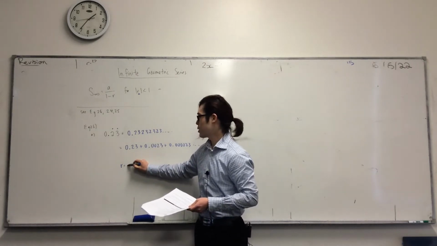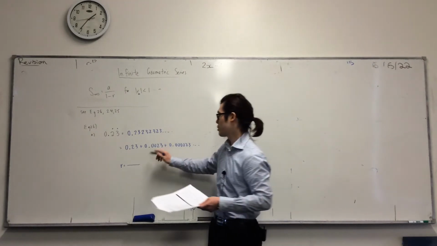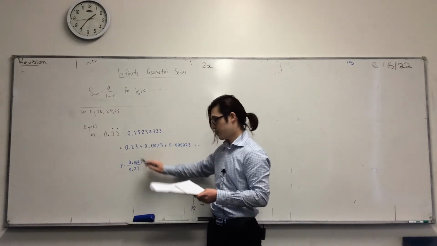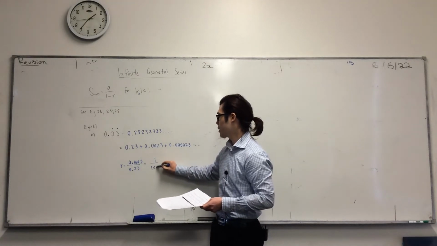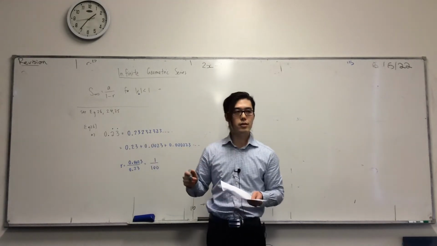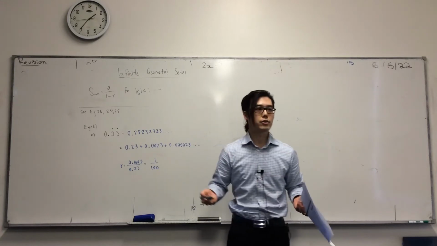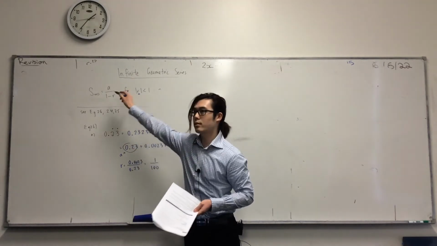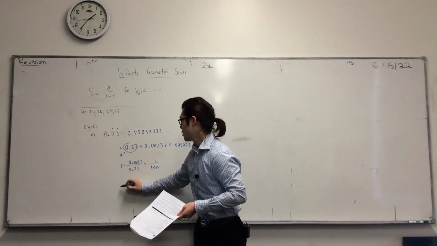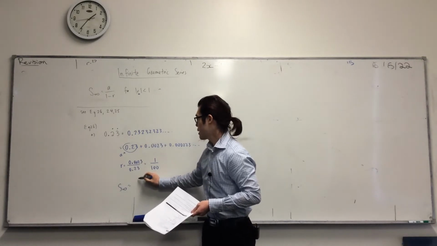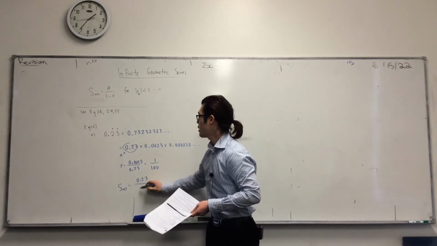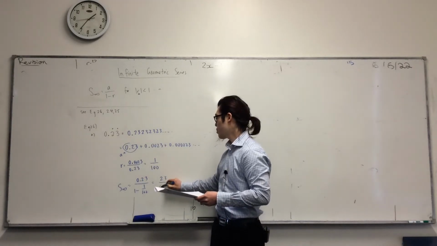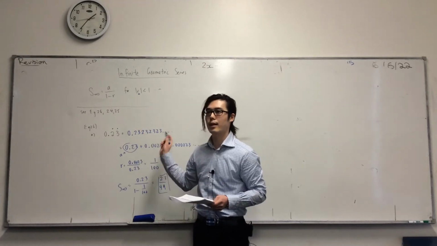Now to calculate the ratio, we learned that it's just the second term over the first term. If you put this in the calculator, you're going to get 1 over 100. So for each term, the multiplier is 1 over 100. And we know this is your a. So we can plug it into that formula to get the actual fraction. S infinite is a, which is 0.23, over 1 minus the ratio, which is that. If you put this in the calculator, you'll get 23 over 99.